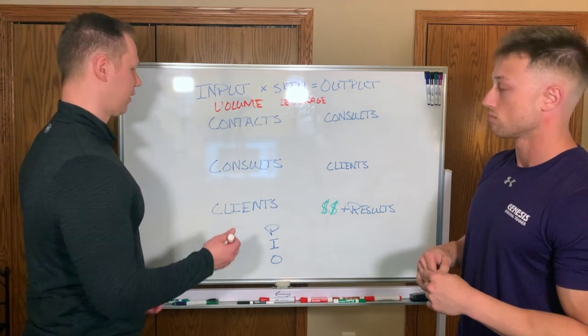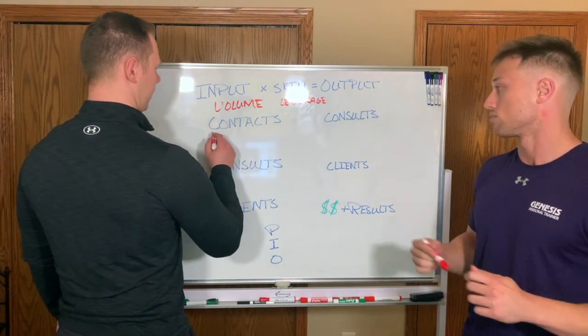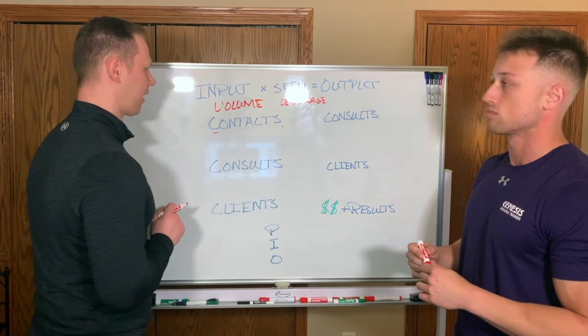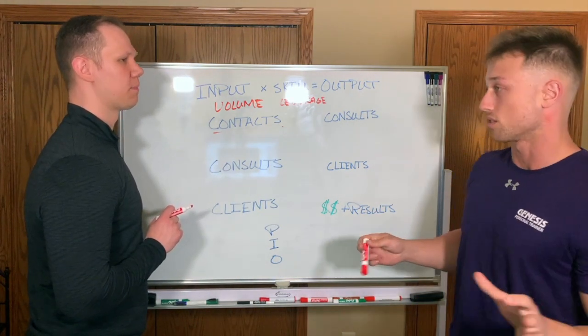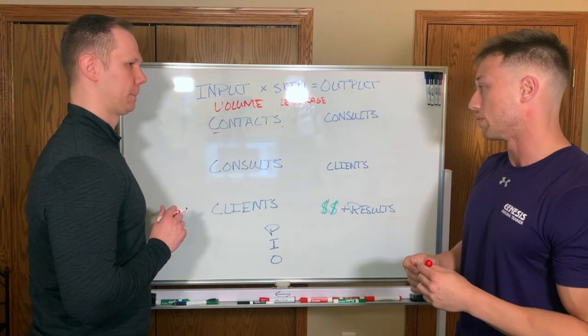So let's put together an example, Tiger. What is, let's say, an average amount of contacts that we see a trainer put in a week? Let's say a brand new trainer, or someone in their first 6 months, at least 10 a day.